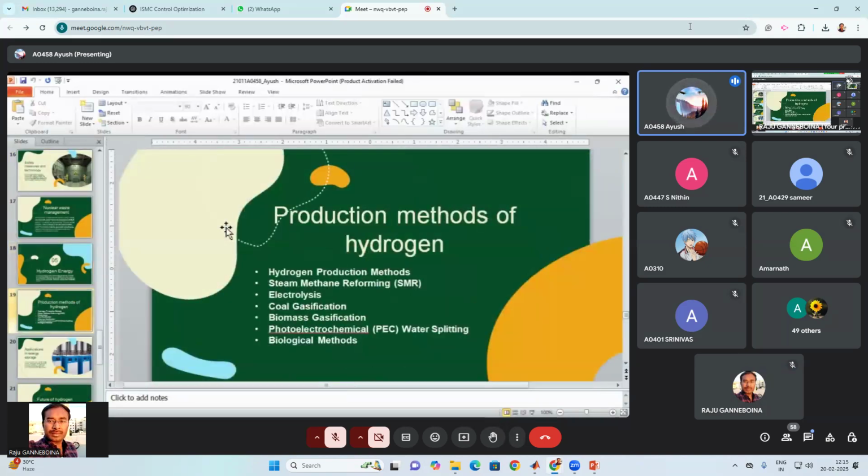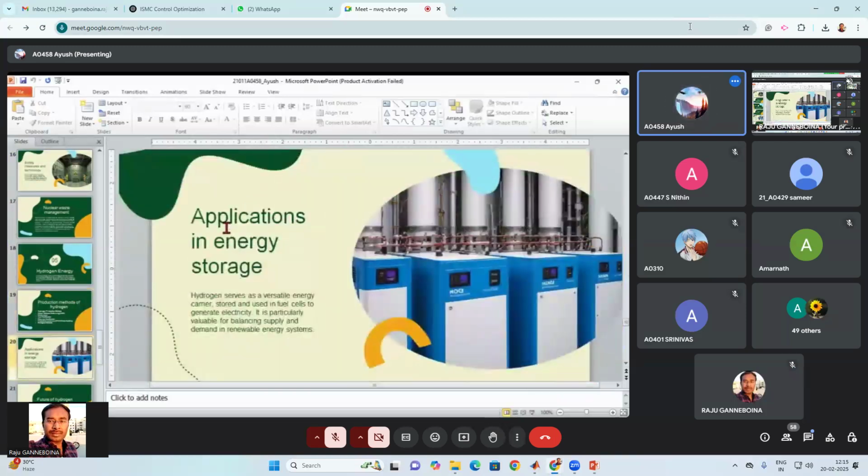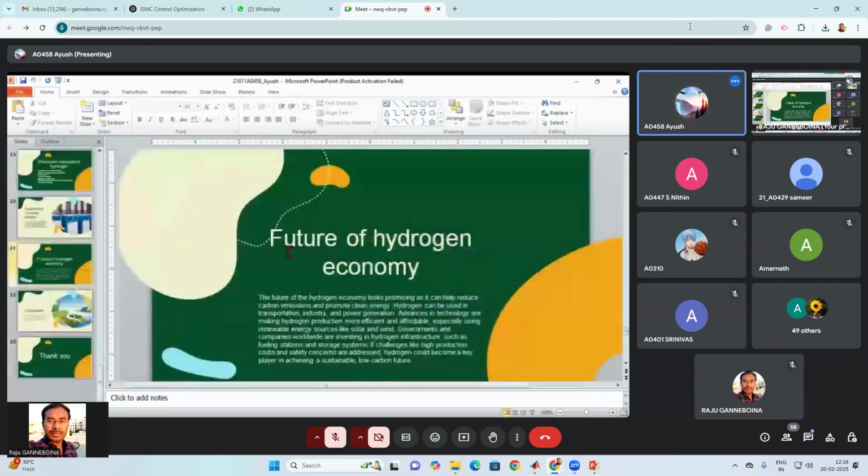The different types of production methods for hydrogen are steam methane reforming, electrolysis, coal gasification, biomass gasification, electrochemical water splitting, and biological methods. Some of the applications of hydrogen energy: in energy storage, hydrogen serves as a versatile energy carrier, stored and used in fuel cells to generate electricity. It is particularly valuable for balancing supply and demand in renewable energy systems.